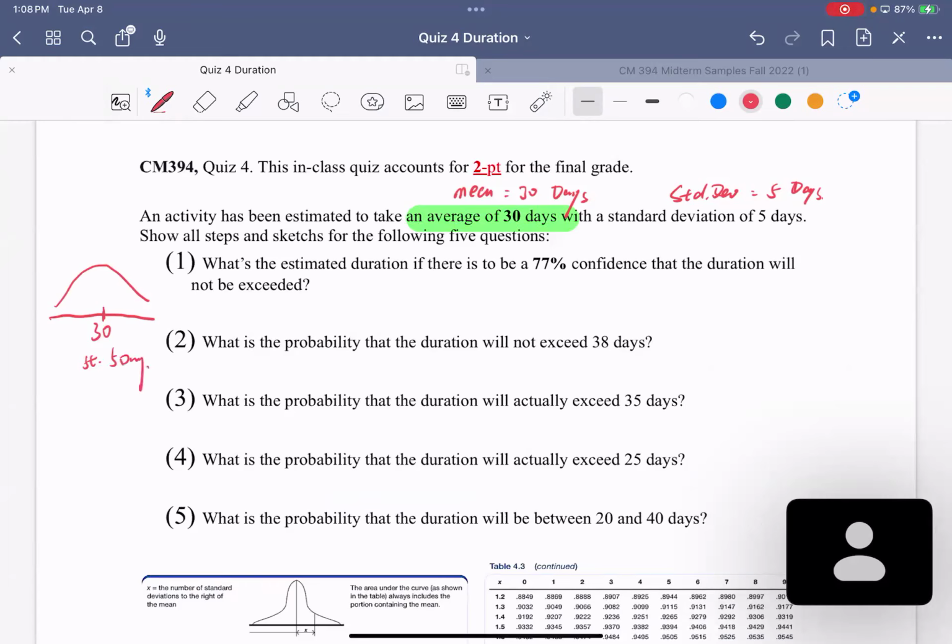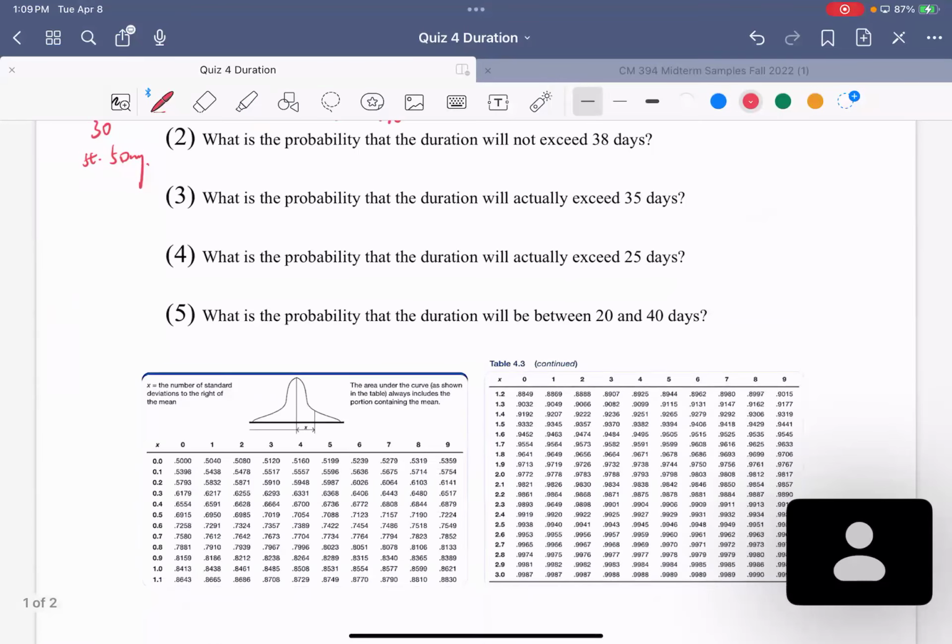The first question we're going to solve is: what is the estimated duration if we have 77 percent confidence that the duration will not exceed it? Will not exceed means it's less than it. So you will find P(duration less than a number) equals 77 percent. Given 77, this is a probability, and we are going to find it in the table.